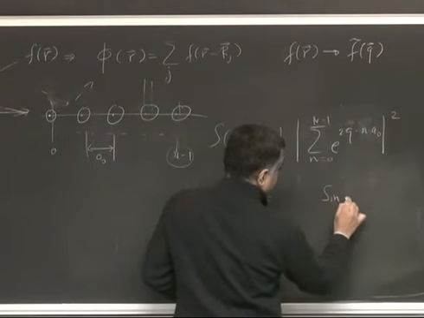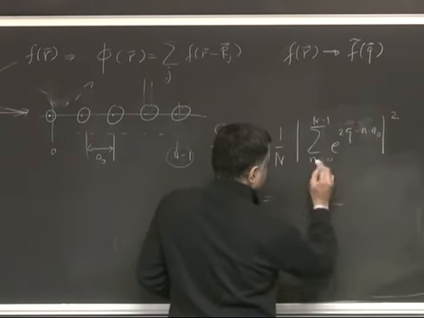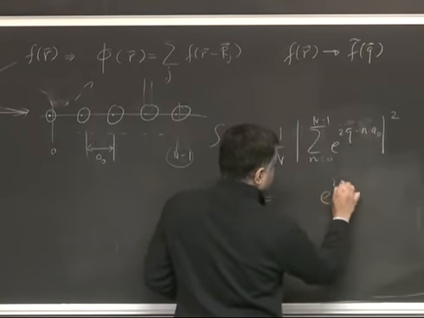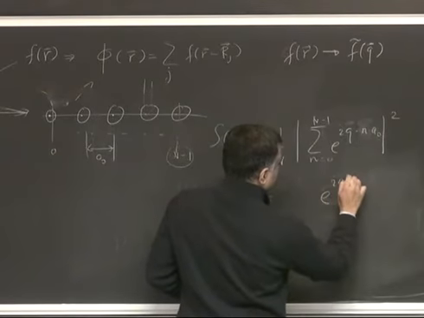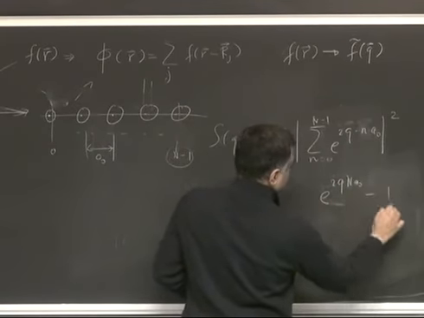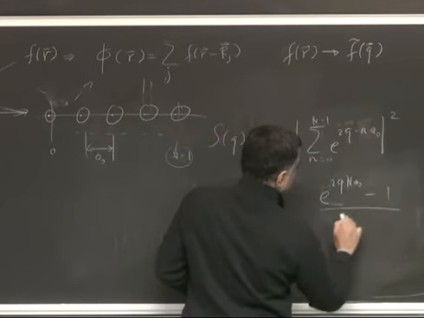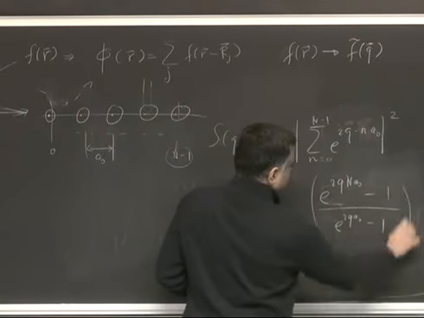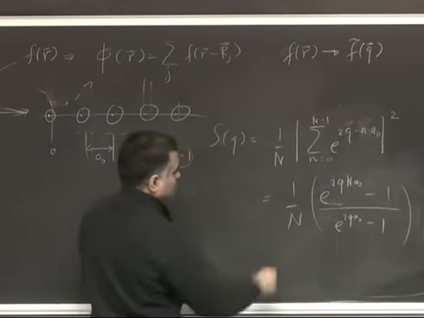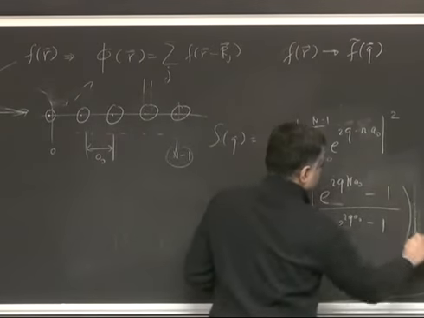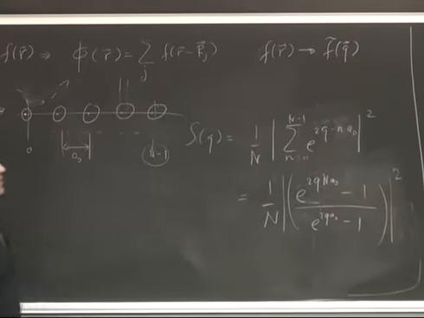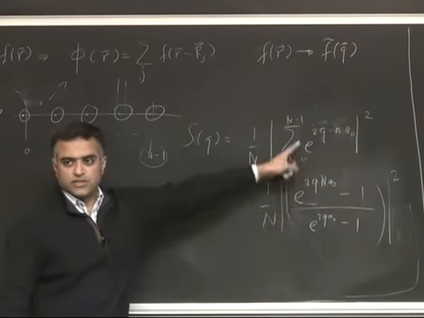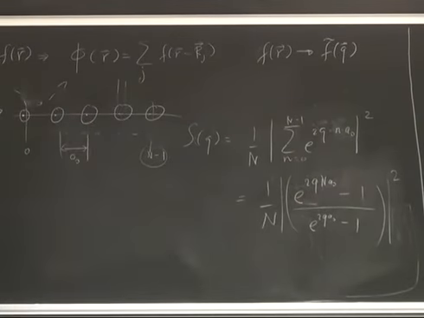It's basically going to look like sine. Rather, let me write it there. So what does the geometric sum look like? It looks like e to the power i q N a naught minus 1 over e to the power i q a naught minus 1. This is mod squared, sorry. Do you see what it is? It's just a geometric sum. So you get that.